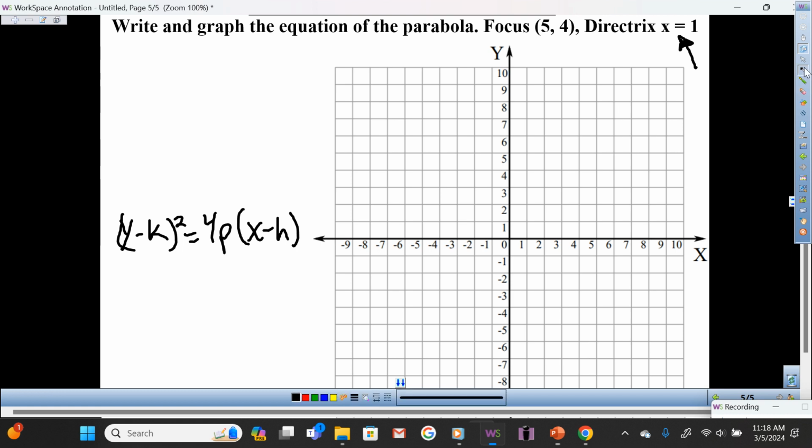All right. So once again, you have your colors ready. Let's start with a graph. What do we graph first? Our focus, which is what? 5, 4. There it is. Next, directrix. X equals 1. X equals 1 is right here.